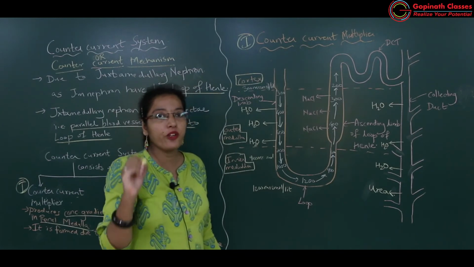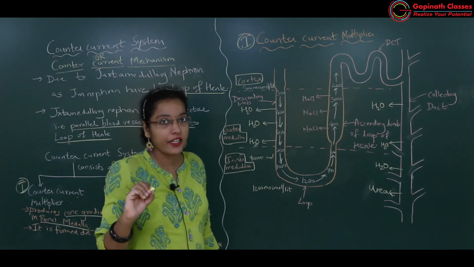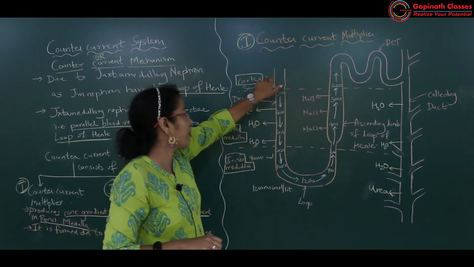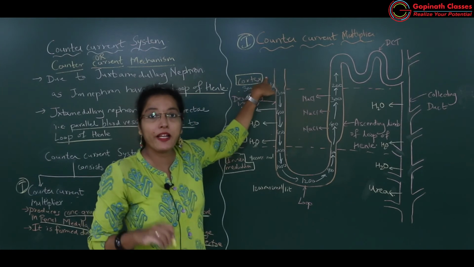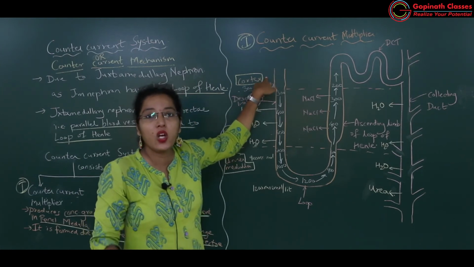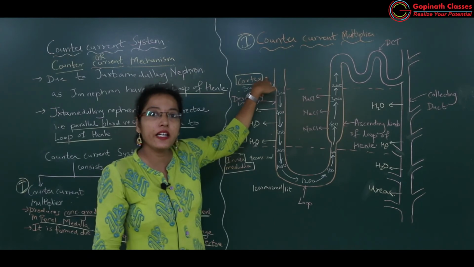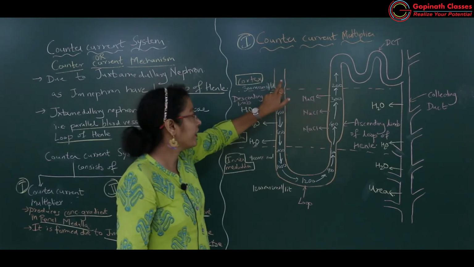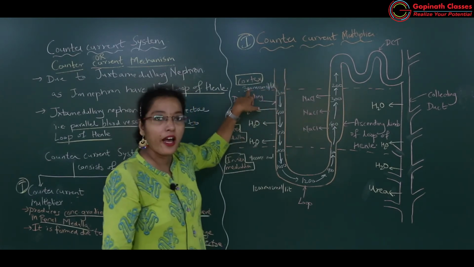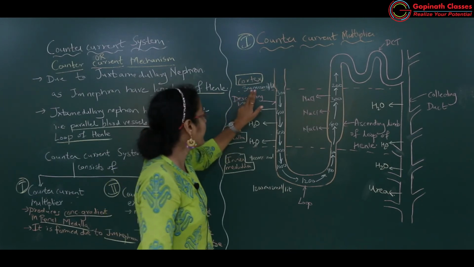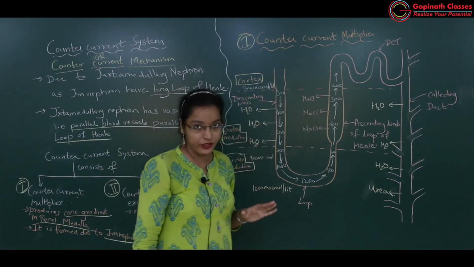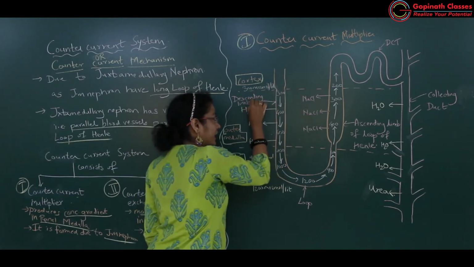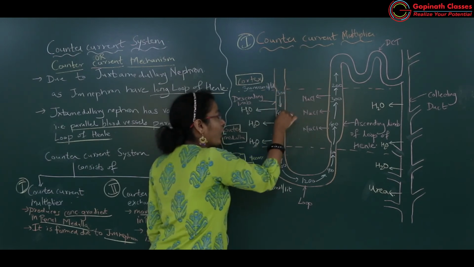PCT में nephric filtrate का tonicity क्या रहता है? It is isotonic to the peritubular capillaries which are present surrounding the PCT. So peritubular capillaries में जो blood रहता है उसमें osmolarity क्या रहता है? 300 milliosmoles. So nephric filtrate which is present here in the PCT is having 300 milliosmol per liter osmolarity.